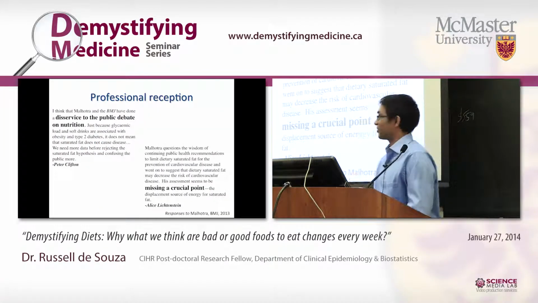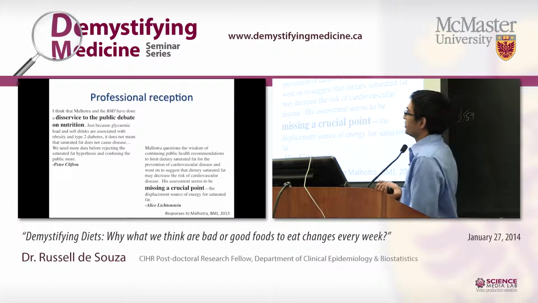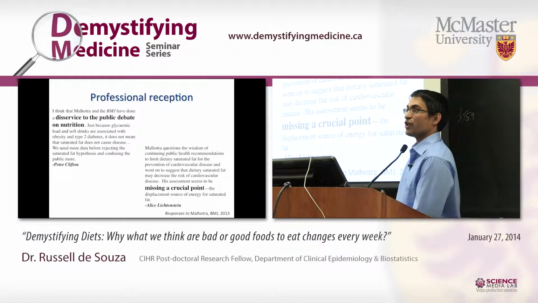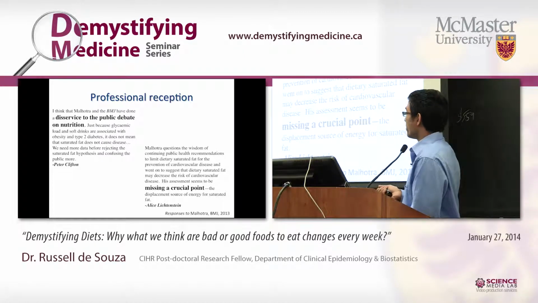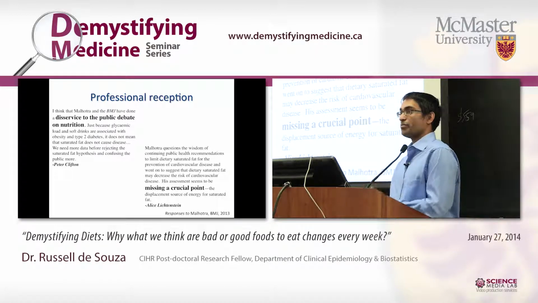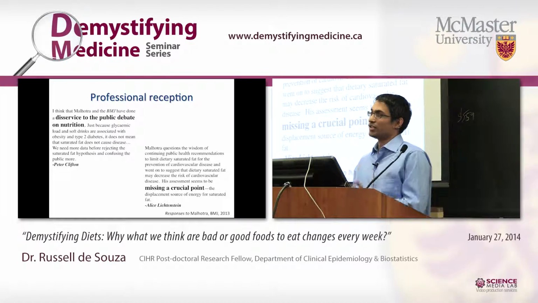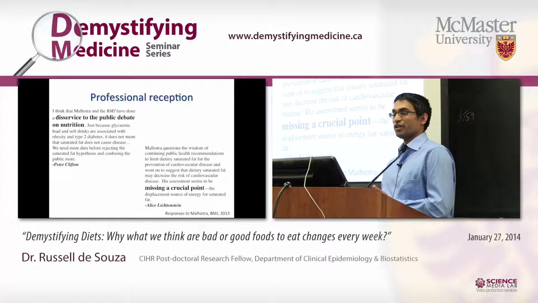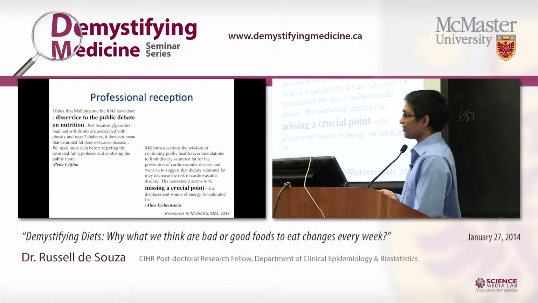Well, what do the professionals think of this article? Of course, an article like this is bound to get a lot of responses in the academic press. Peter Clifton, a scientist in Australia who's done a lot of work on fatty acids, claimed that this article did a disservice to the public debate on nutrition, ignoring some of the major roles of other nutrients in the cardiovascular disease picture. Alice Lichtenstein, who is also a member of the AHA Nutrition Committee, said that Malhotra missed a crucial point, and that is the displacement source of energy for saturated fat. So we're getting at two issues here. Saturated fat travels in bad company. It tends to travel with foods that are high in glycemic index, glycemic load, and also the choice of replacement nutrient for saturated fat. So if we get rid of saturated fat, what else should we eat? Two points that were really missed in the article are brought up.